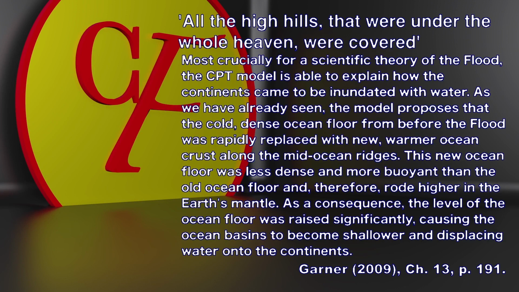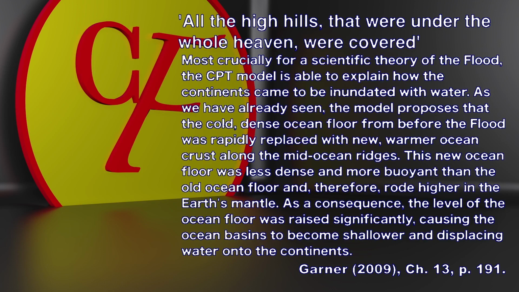to explain how the continents came to be inundated with water. As we've already seen, the model proposes that the cool, dense ocean floor from before the flood was rapidly replaced with new, warmer ocean crust along the mid-ocean ridges. The new ocean floor was less dense and more buoyant than the old ocean floor, and therefore rode higher in the Earth's mantle. As a consequence, the level of the ocean floor was raised significantly, causing the ocean basins to become shallower and displacing water onto the continents.